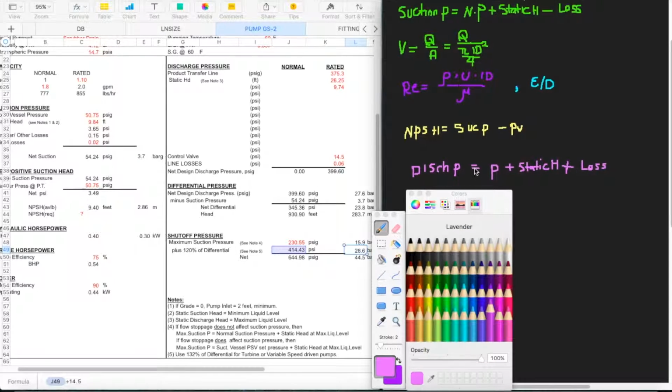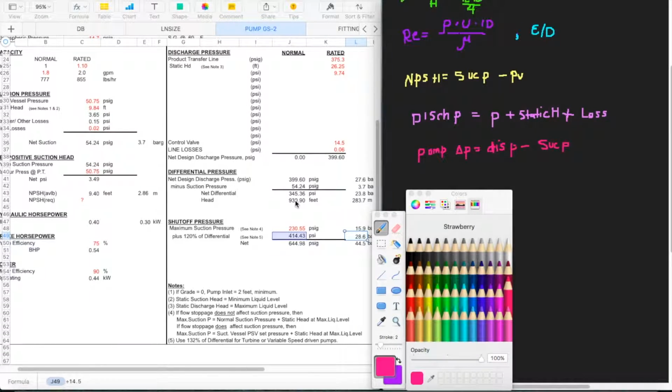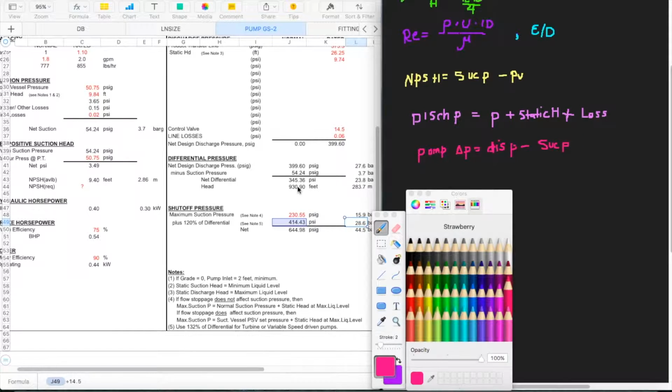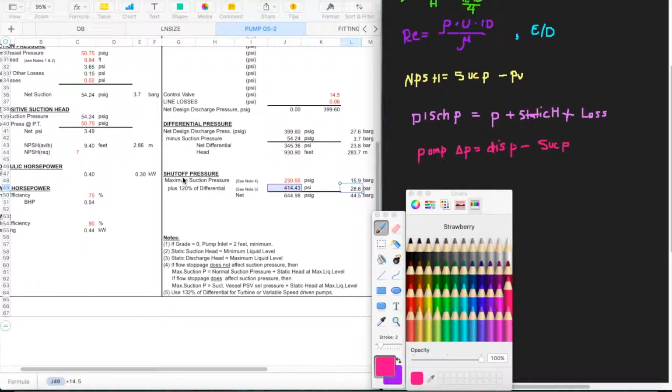Then we can figure out the delta P, I mean the pump pressure loss or pump delta P, which is nothing but discharge pressure minus suction pressure. So if we subtract these two values, we can find the delta P and then we can find the head based on that. Another important factor for us is shutoff pressure.